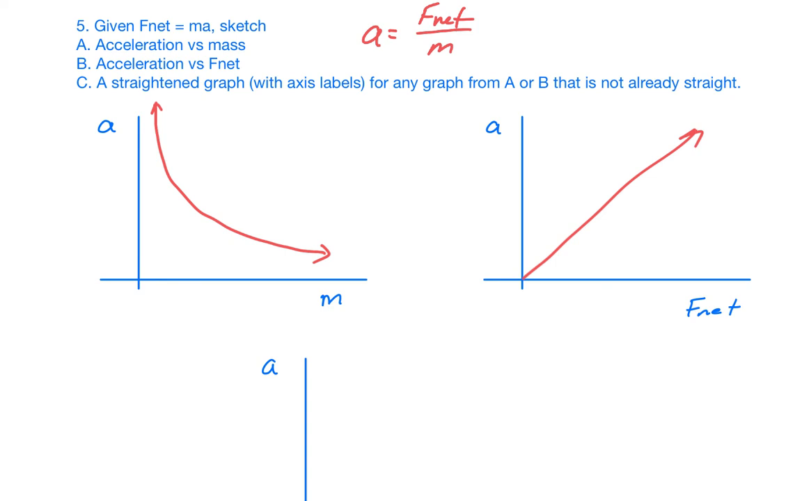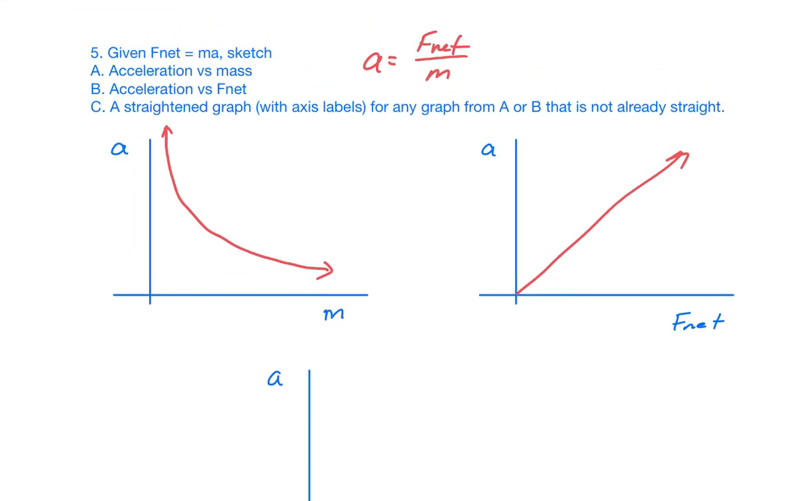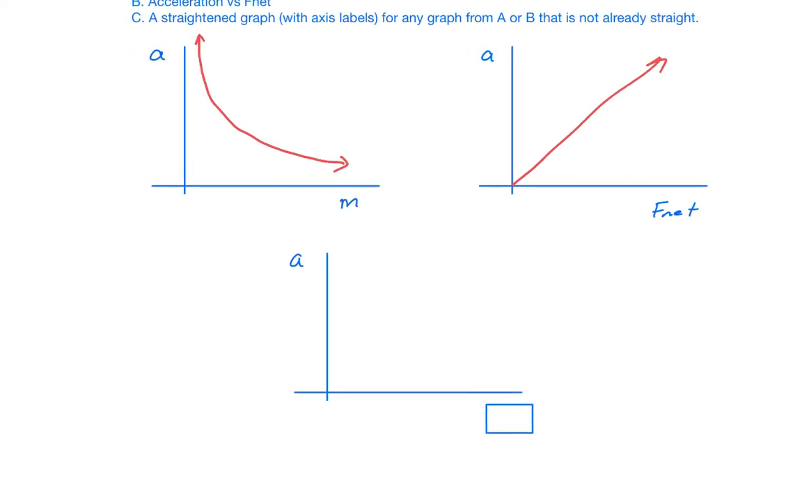So the only one of these that we have to straighten would be acceleration versus mass. Now, how do I straighten that? Well, I use the equation to give me a hint. Since acceleration is proportional to the inverse of mass, I'm going to go ahead and graph acceleration versus the inverse of mass, and then I should get a proportional relationship. So if I went ahead and put 1 over mass here, and I can put my units in there too, but that's okay, I would get a proportional relationship like that.